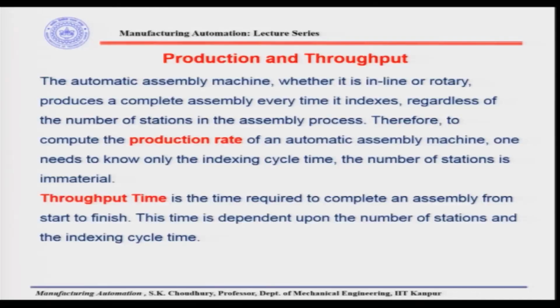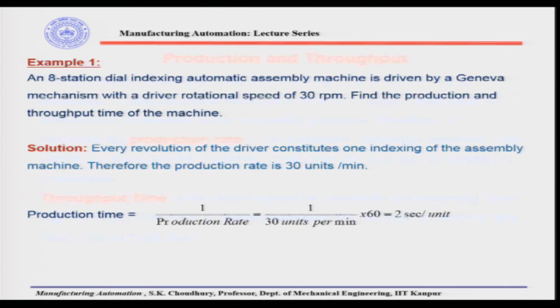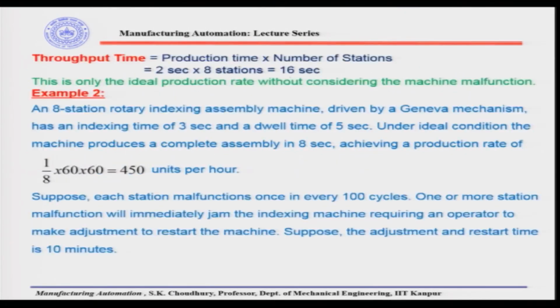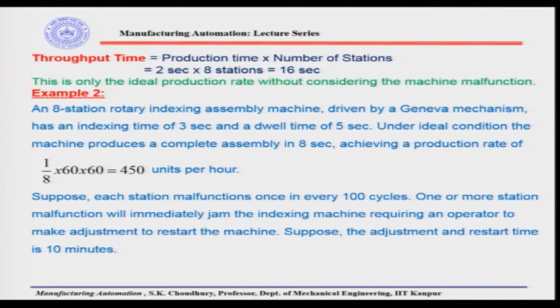So, to compute the production rate, one has to know only the indexing cycle time. If you know the indexing cycle time, we will know the production rate, because each time it indexes, we get one complete assembly. Whereas, the throughput time is the time taken for making a complete assembly. Therefore, the throughput time will be equal to the production time into the number of stations. So, the number of stations is immaterial while considering the production rate, whereas in considering the throughput time, we have to have the production time into the number of stations.